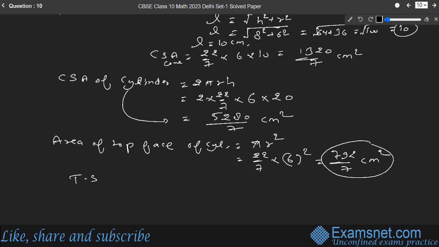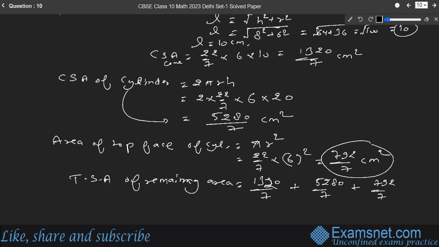Now the total surface area, the TSA of the remaining portion, will be the sum of all these areas, that is 1320 by 7, plus 5280 by 7, plus the last part, 792 by 7. If you add them all together, this gives you 7392 divided by 7, that is nothing but 1056 centimeter square. So that is going to be the right answer, 1056 centimeter square. That is the total surface area of the remaining portion of the cylinder.